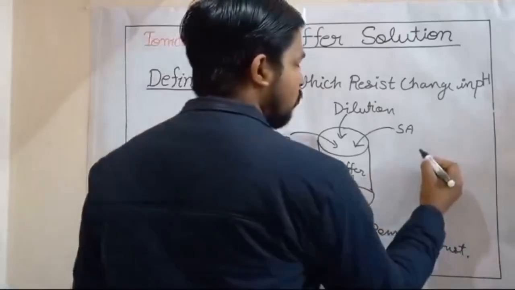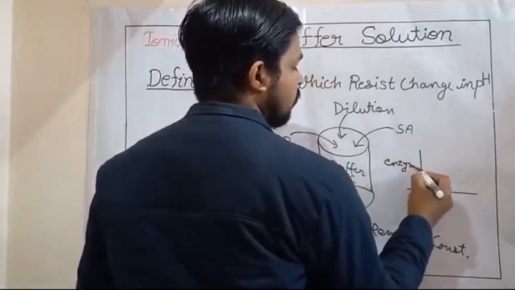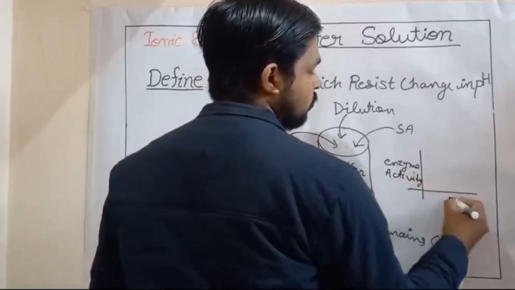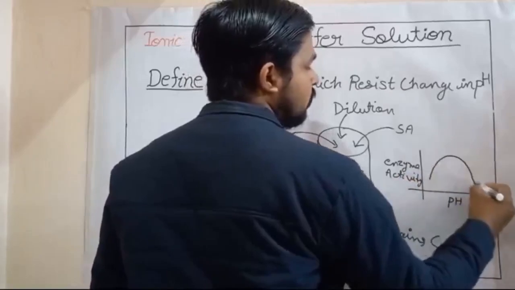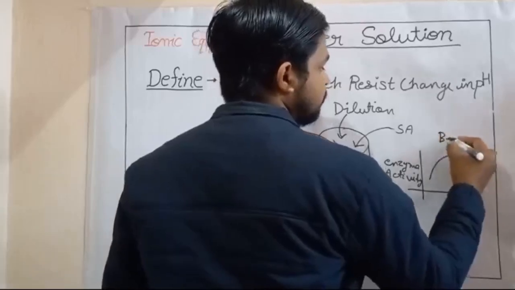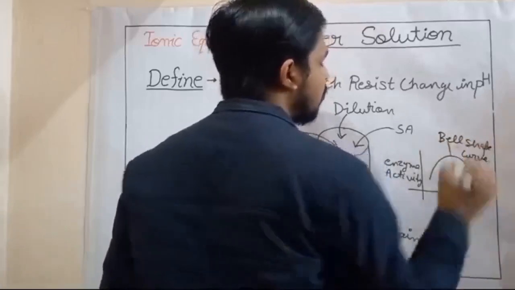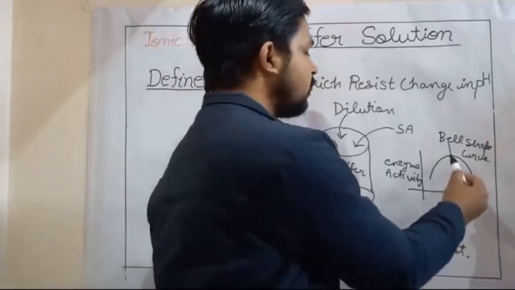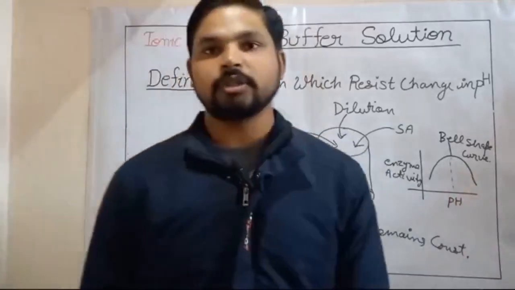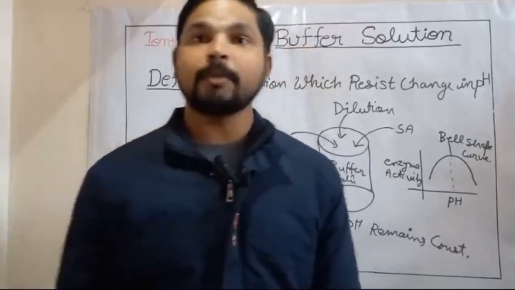Then we know the graph of enzyme efficiency: enzyme activity versus pH. Enzymes, the biocatalysts, are effective at a particular pH, which gives a bell-shaped curve. If pH is changed by a small amount, then the enzyme efficiency changes in our body. So buffer solutions are essential. Okay, students, in the next slide we discuss types of buffer solution and how we prepare buffer solution.